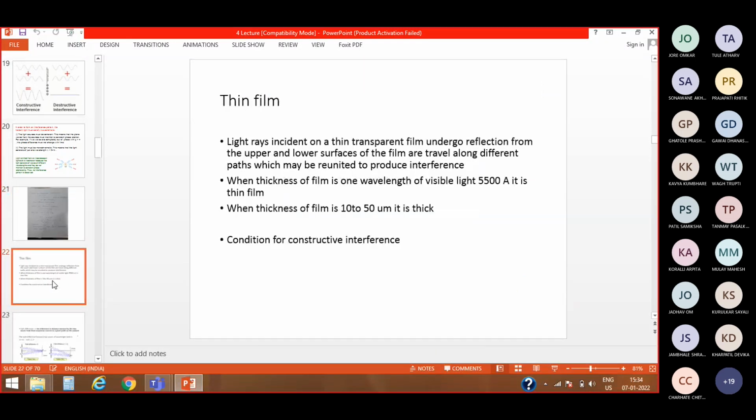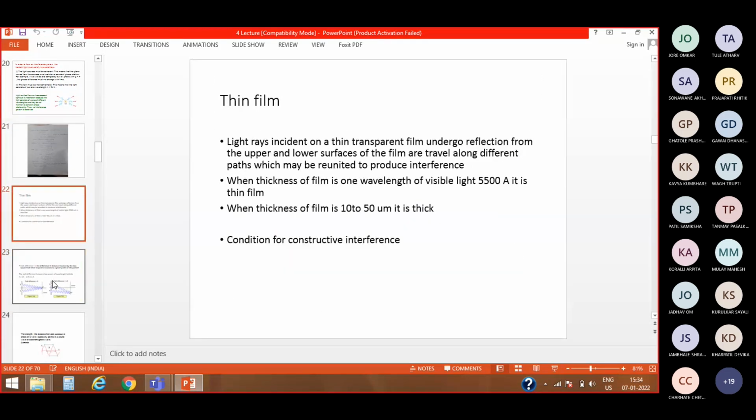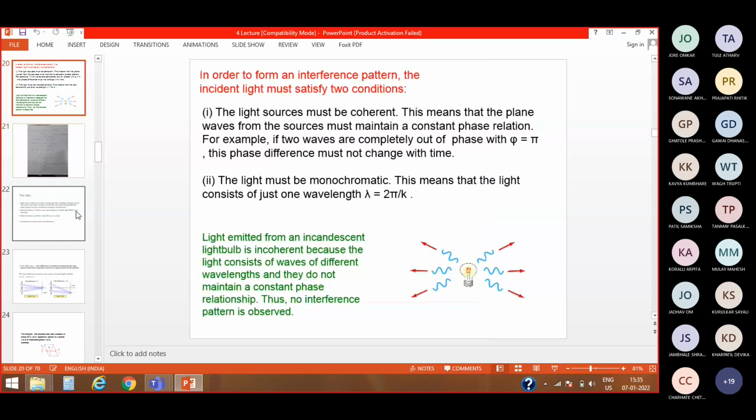Now, thin films. Light rays incident on a thin transparent film undergo reflection from the upper and lower surfaces of the thin film and travel along different paths, which may be reunited to produce an interference pattern. तो interference pattern किसकी वजह से मिलता है? यहाँ पे सोप बबल में हमने देखा.